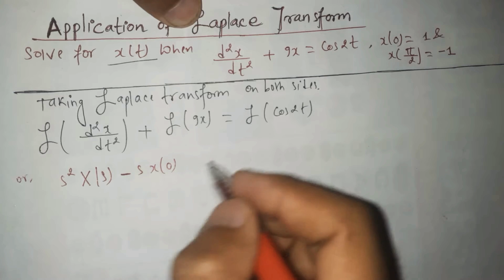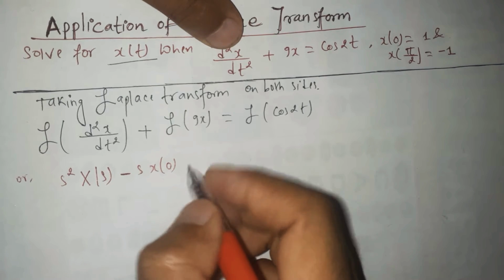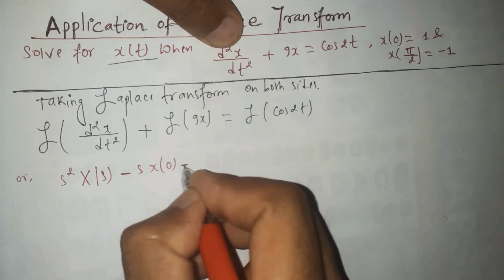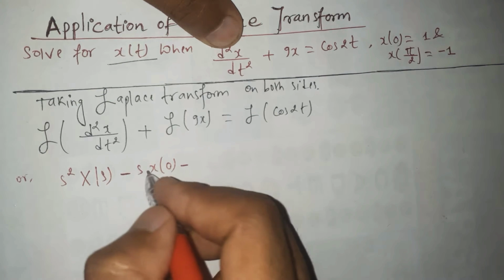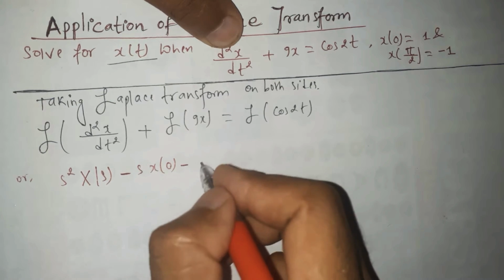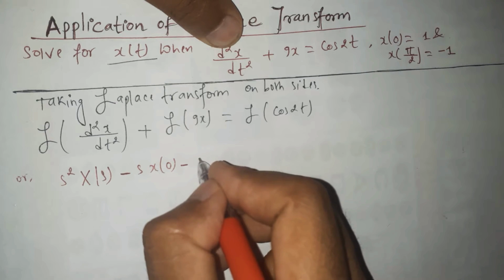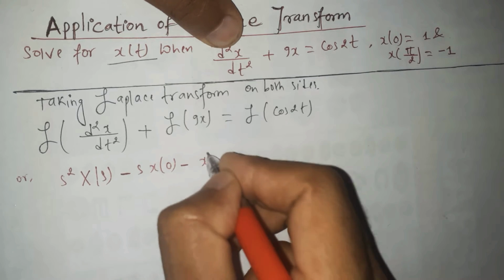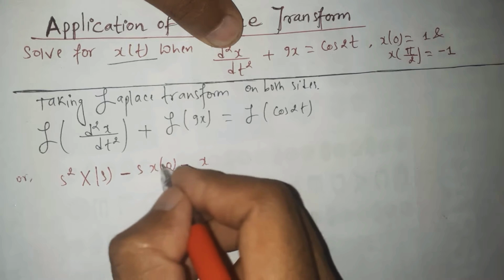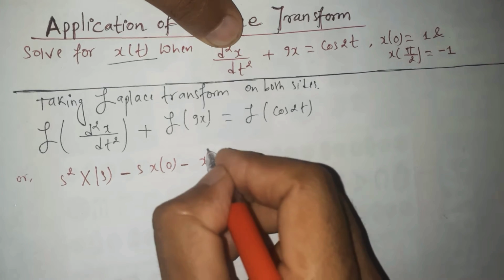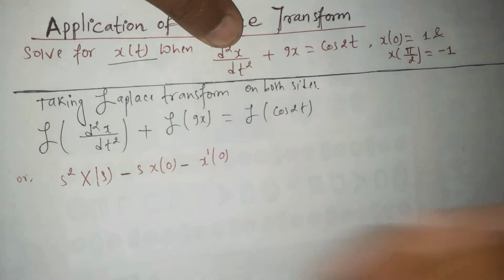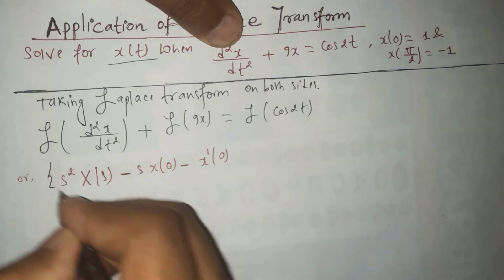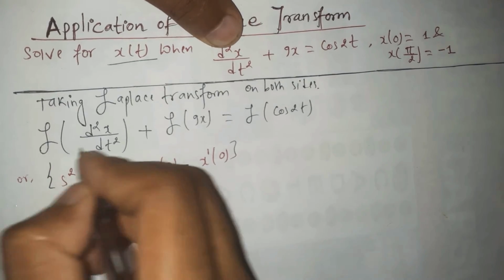of 0, which is the functional value at t equals 0. Then we do the minus again and reduce the power by 1: 1 minus 1, s to the power 0, which gives just 1, times the derivative, which is x prime at the same point 0. This is the Laplace transformation of the first term.